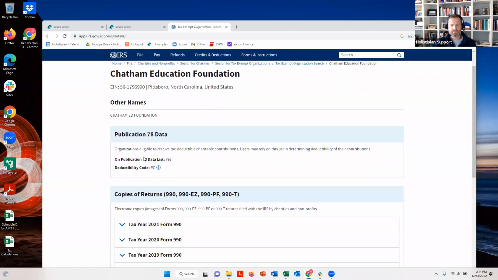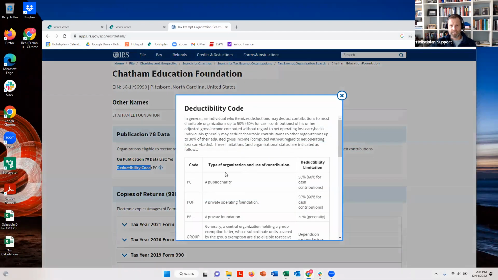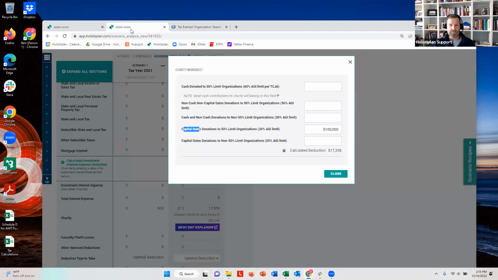If I click on the Chatham Education Foundation here, I'm going to get this little breakdown of who they are. But then on each of these, there will be a deductibility code. So if I click on this deductibility code, it says PC. If I click on this little question mark, I'm going to see this table that says this is a public charity, deductibility limitation 50%. Right, so that is the 50% limit organization. So if my client was donating to that charity, I would use any of the appropriate 50% limit fields.